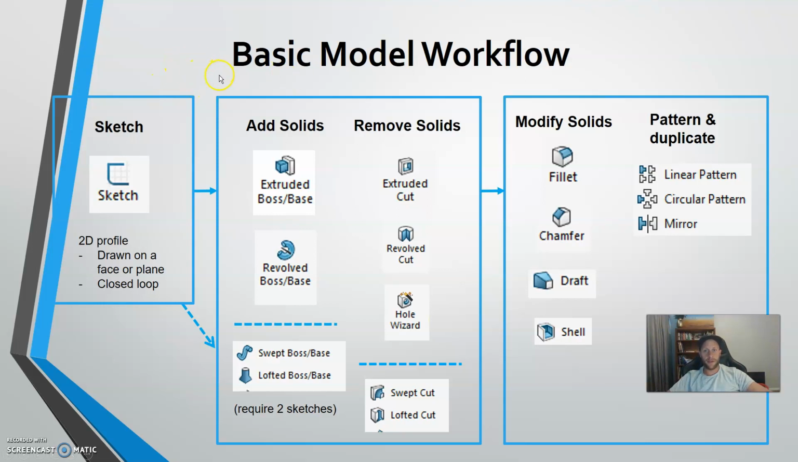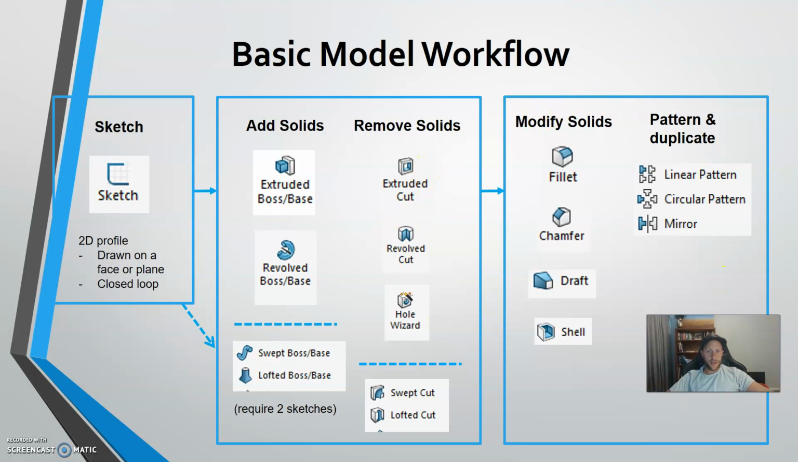So we begin every design with a sketch. A sketch is a 2D drawing. We can draw on a face or a plane, and it must be a closed loop. From here, we can build solids. So these two features here are our primary solids. So you turn a 2D sketch into a 3D model. These features here allow us to cut and remove material from those solids. We can use these multiple times in our model to keep building more solids or cutting away from them.